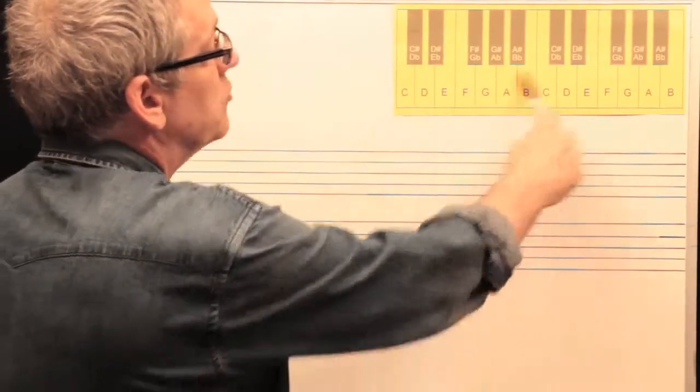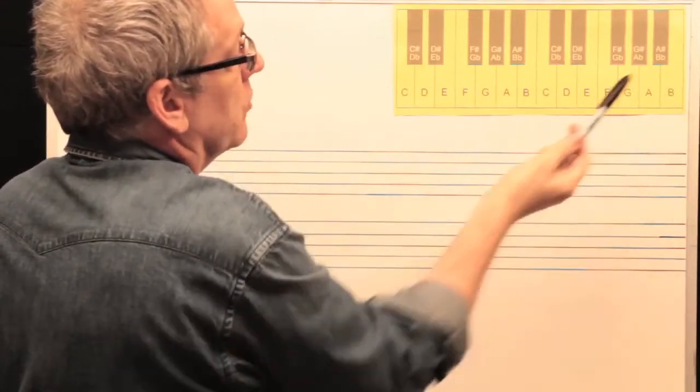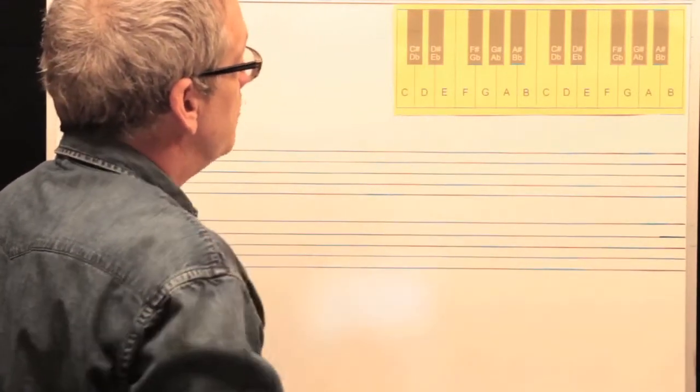So here's my keyboard. I hope you can see this. C is all the white notes, okay? So it's easy to start with.